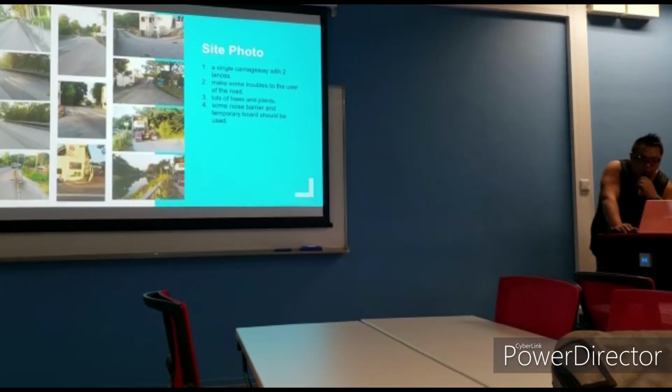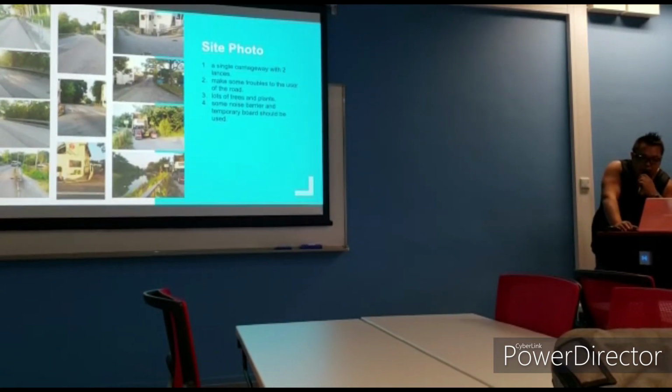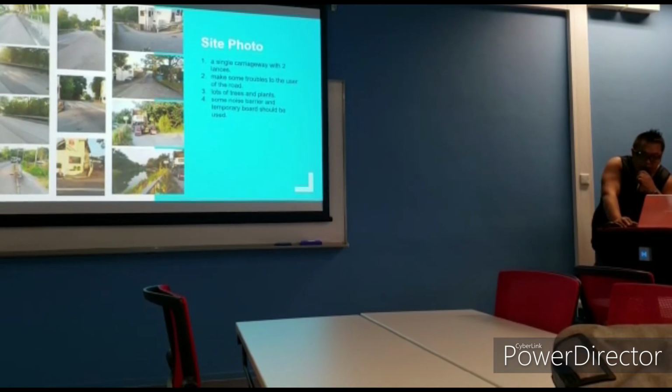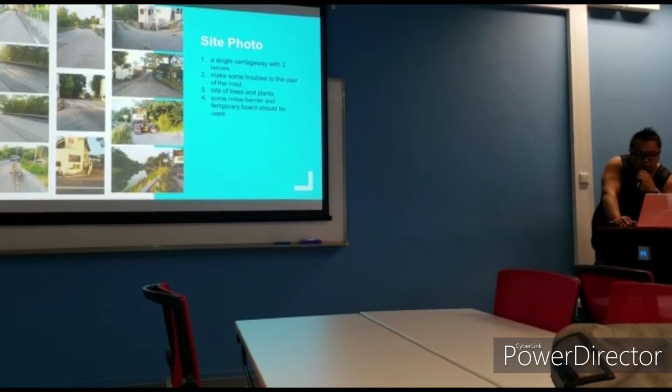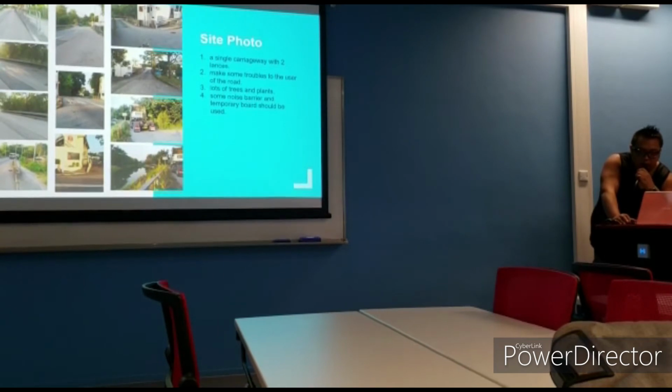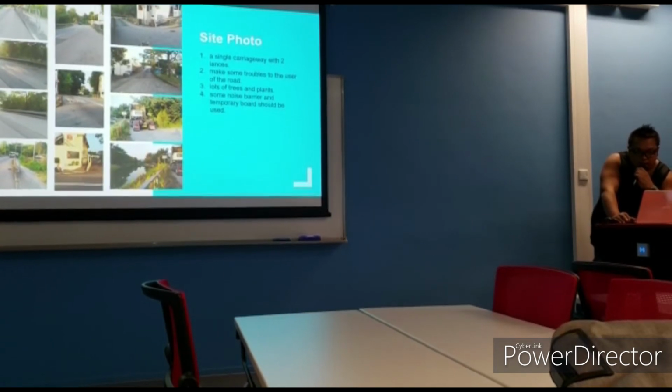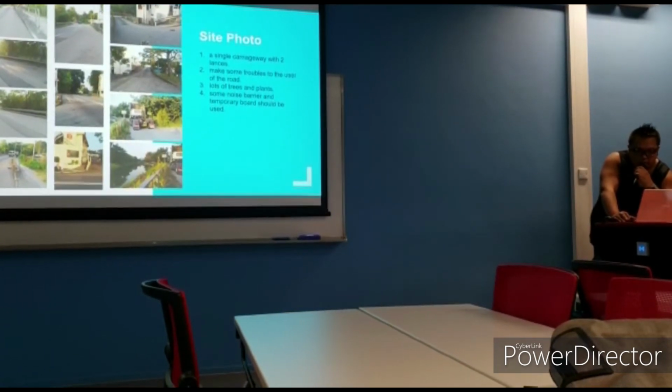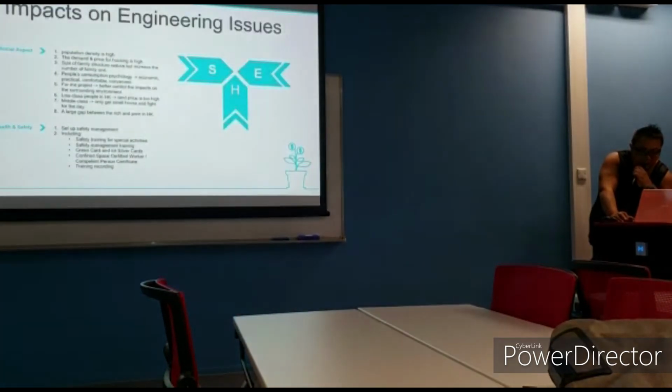From the site photo, we found that there is a single carriageway with 2 lanes, and during the construction, there will be some trouble for the users of the road. And also, we find that there are lots of trees and plants. Therefore, we need to make some noise barriers and temperature blocks.